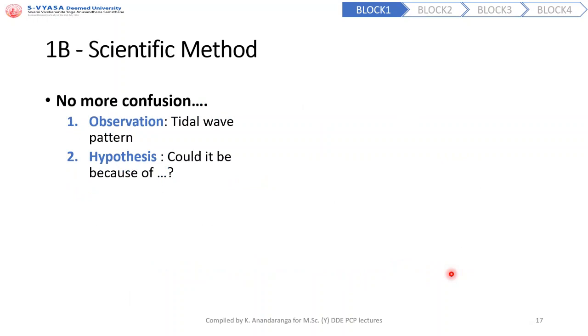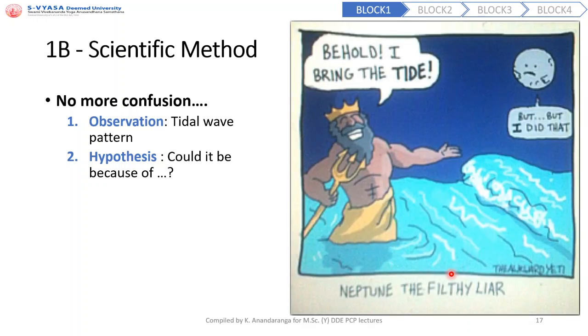So therefore, if you are a scientist and you have an observation, could this be because of? Definitely not because of Neptune, who is creating the high tides.